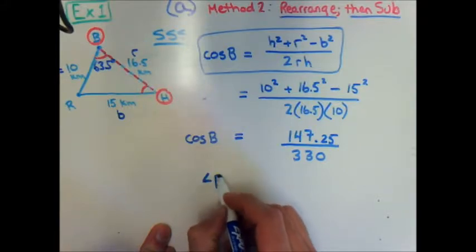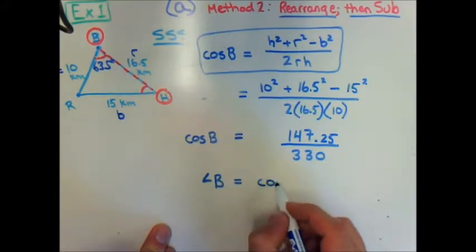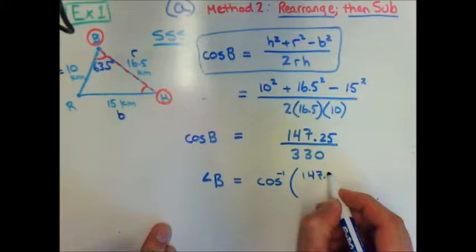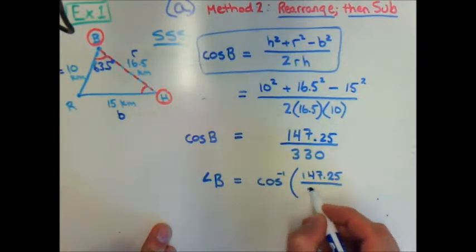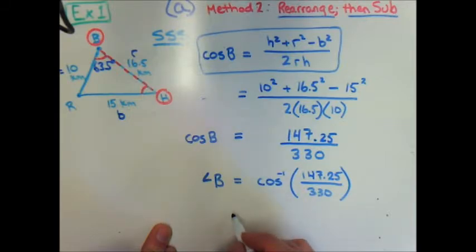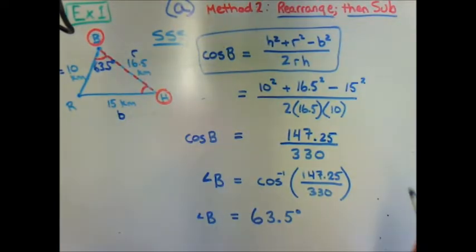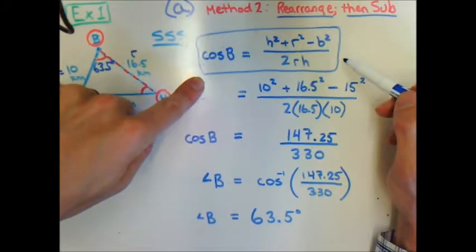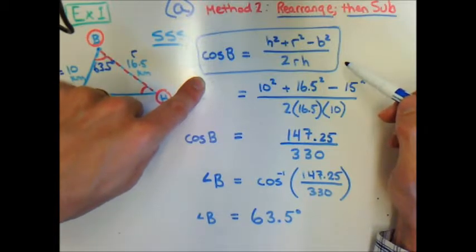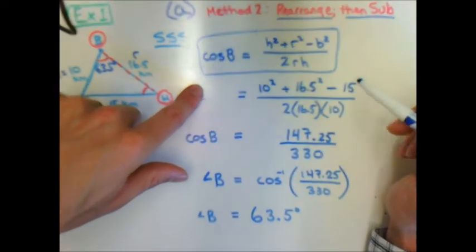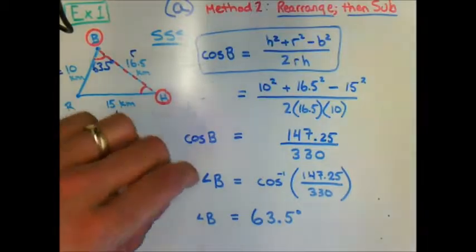Now, because of this, we can take the inverse cosine of both sides, which will tell us that the angle B is equal to the inverse cosine of the ratio 147.25 over 330, which equals, as we found out before, 63.5 degrees. Isn't that way shorter? This is shorter if you have memorized the rearranged formula. If not, you still have to use the cosine formula that you've memorized and rearrange it and then sub in. So we skipped that part because we just finished rearranging it to get the second formula in our notes.